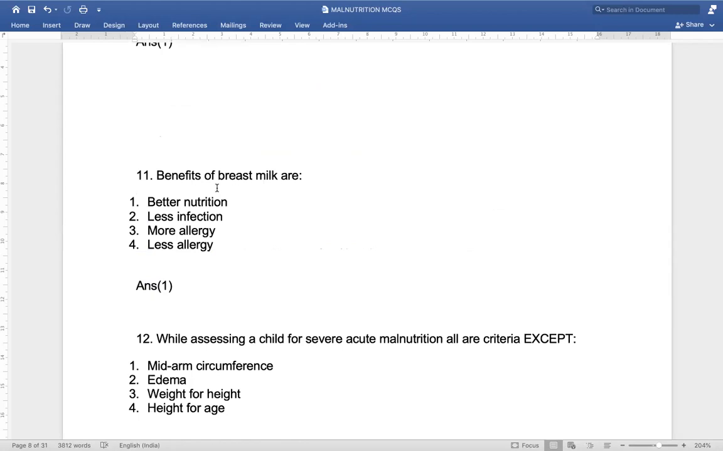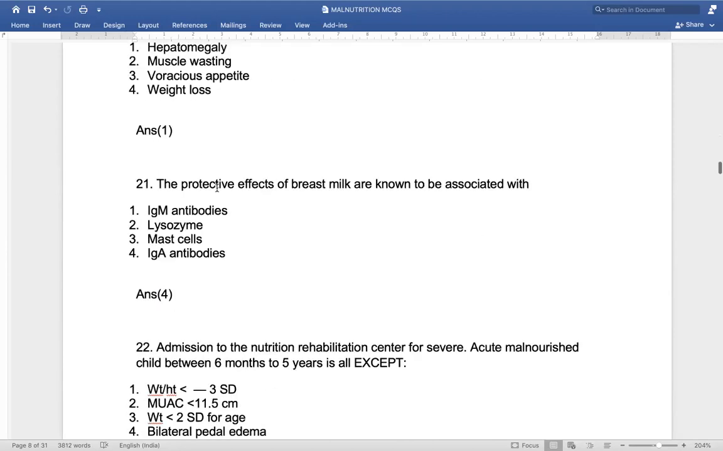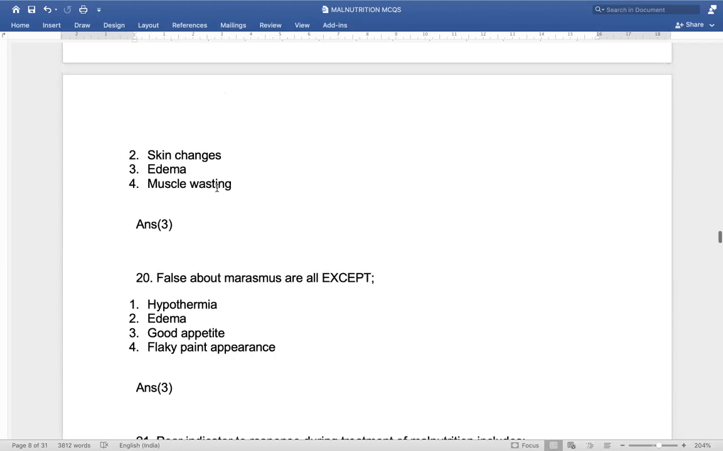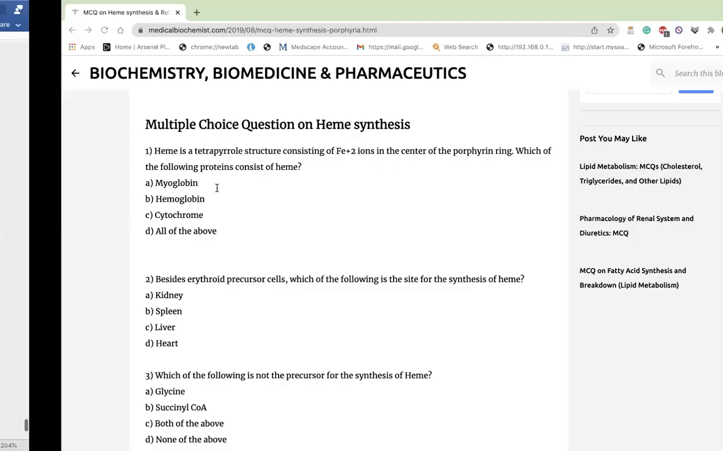What are the benefits of breastfeeding? So what are the benefits of breastfeeding to the newborn? So I have this chart from Nelson.